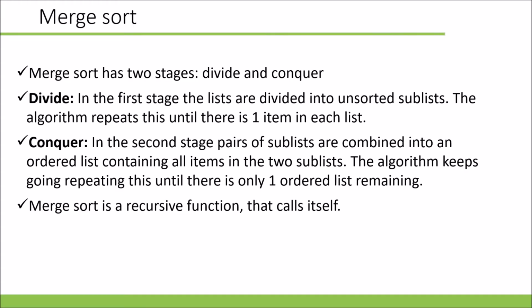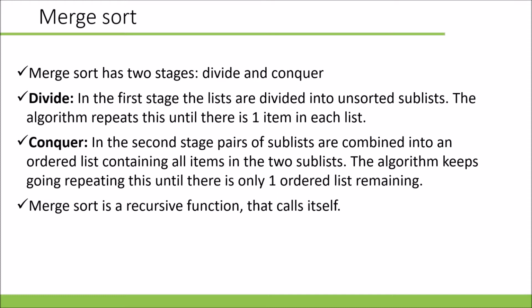Merge sort is a sorting algorithm that has two stages. The first is to divide. This is where the lists are divided into unsorted sublists. The algorithm keeps repeating this until there is only one item in each list. And then the second stage is to conquer.